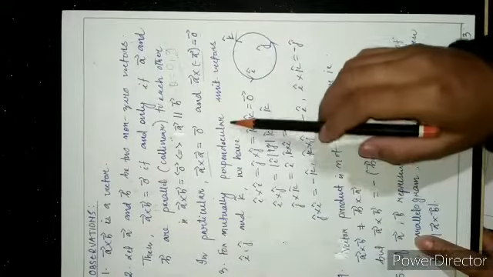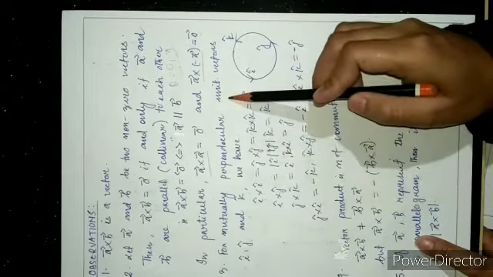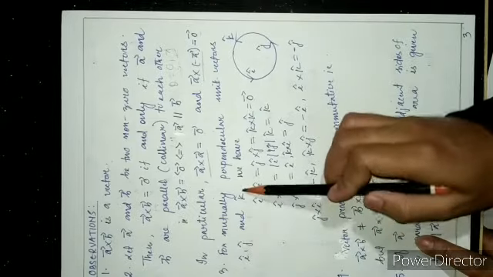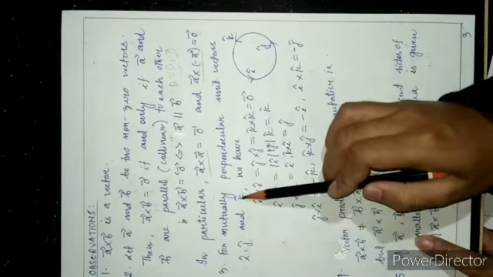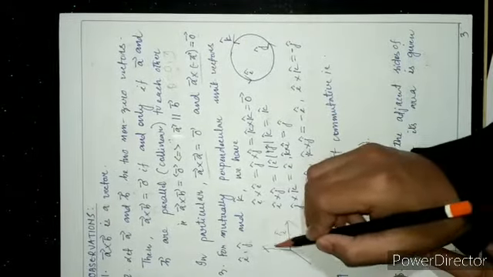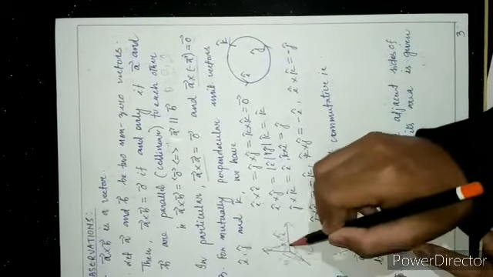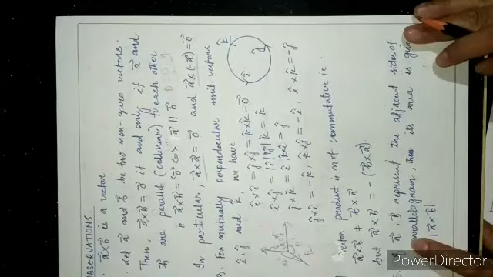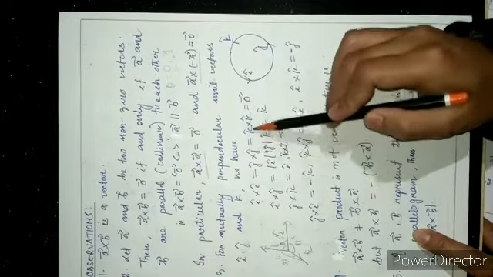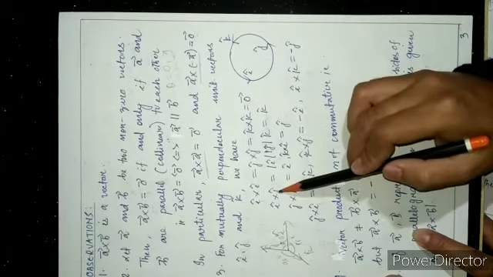Number 3. For mutually perpendicular unit vectors i cap, j cap and k cap, the angle between any two of these three vectors is 90 degrees. Since i cap, j cap and k cap are at 90 degrees, they are mutually perpendicular unit vectors, and we have i cross i, j cross j, k cross k will be equal to 0 vector.